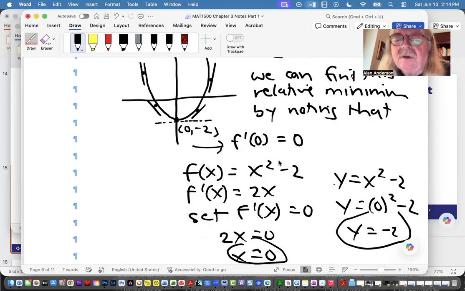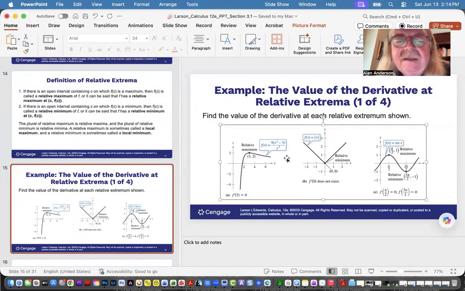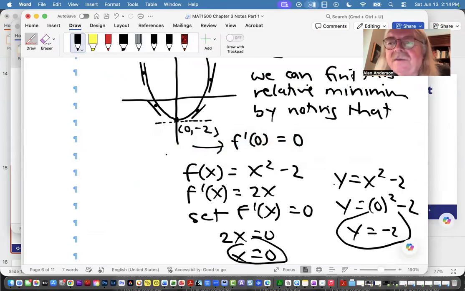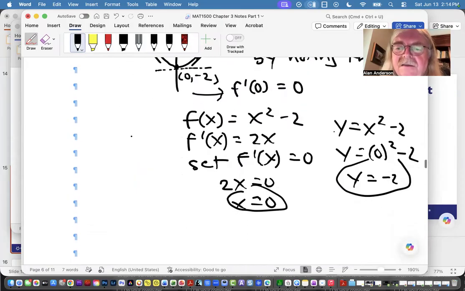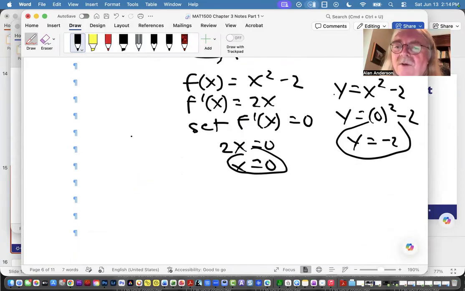Okay, so in other words, now this is the first time they've mentioned it. They're reminding us here that if you did take the derivative of this function and set it equal to 0, any point that you find will either be a relative maximum or a relative minimum. Okay, they all have the same property.